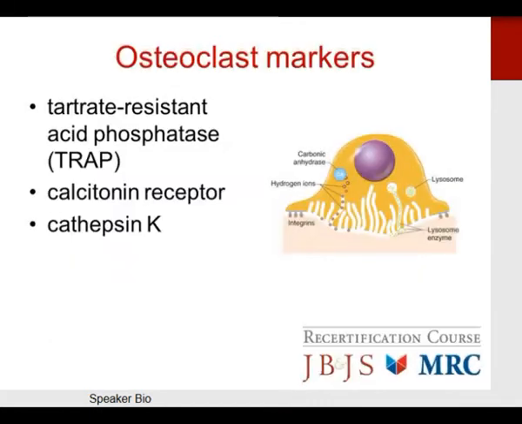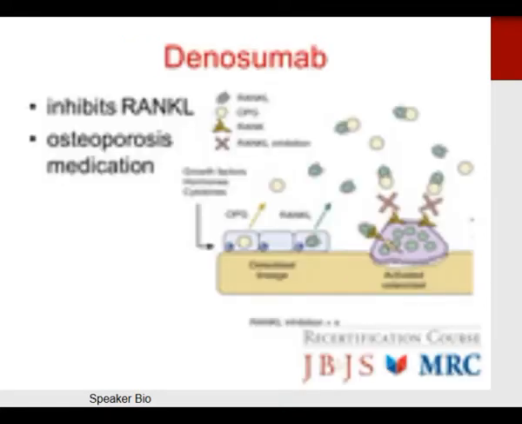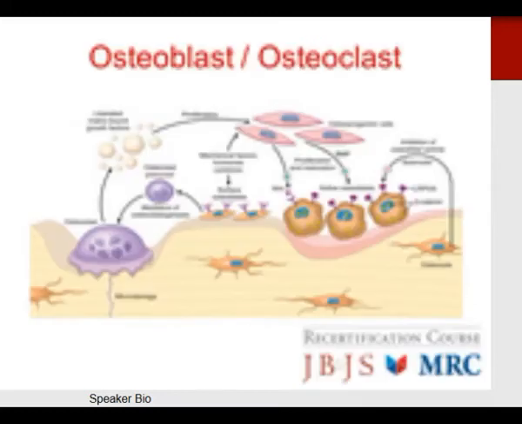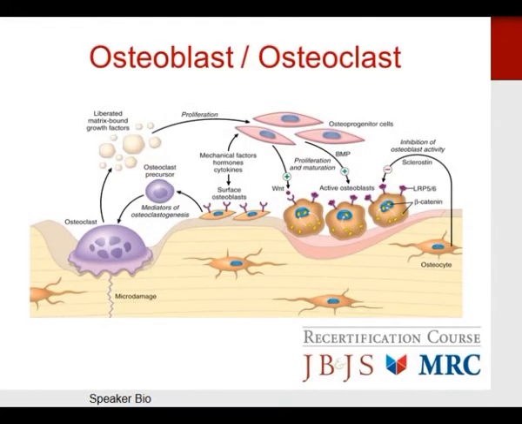Osteoclast markers include tartrate-resistant acid phosphatase, calcitonin receptor, and cathepsin K. Denosumab is a pharmacological medication which inhibits RANK ligand. They use this for osteoporosis because it blocks RANK ligand's effect on the osteoclast. So again, the osteoblast-osteoclast interplay is very important for bone turnover and bone mass regulation.